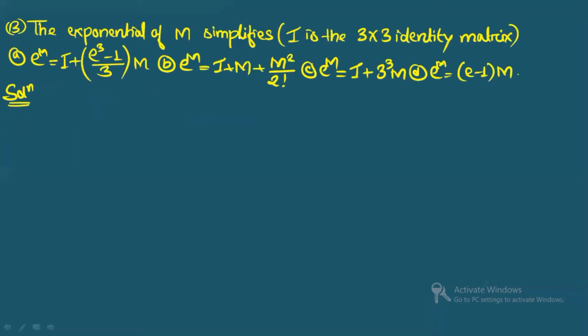Here it says: the exponential of M simplifies to, where I is the identity matrix. It's a 3 cross 3 identity matrix. So you will have to find the value of e to the power M, the exponential of M. We know e to the power x, what is the expansion? It's 1 plus x plus x square by factorial 2 plus x cube by factorial 3 and so on. For the matrix, 1 is replaced by I: I plus M plus M square by factorial 2 plus M cube by factorial 3 and so on. You will have to find the value of the right hand side.